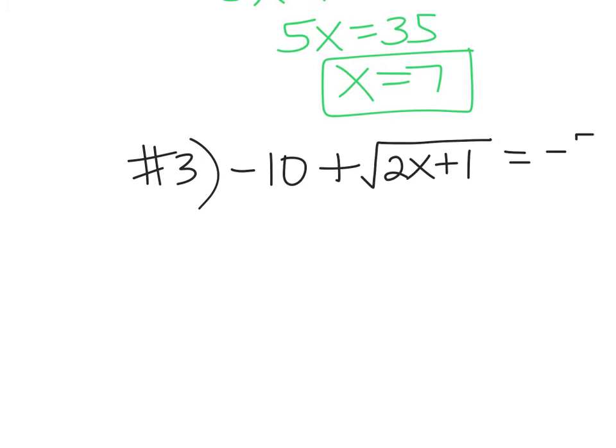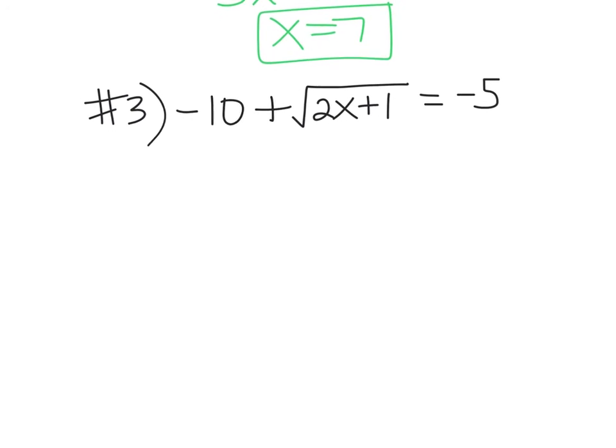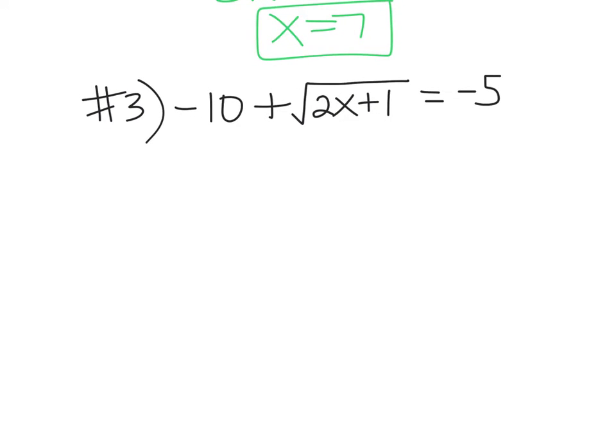Quizzes too. Yep. All right, so try this one. Negative 10 plus the square root of 2x plus 1 equals negative 5. So write it down. Here we go. Add 10 to the other side. Let's do this one in yellow. 5. Good. Square root of 2x plus 1 equals 5.